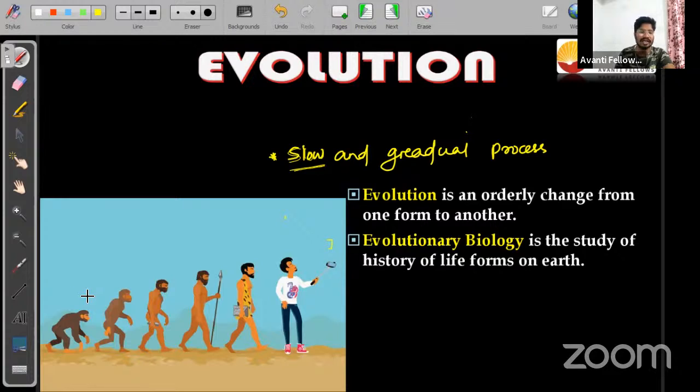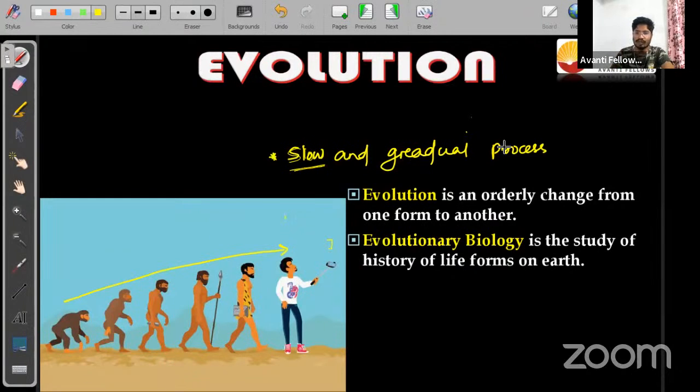As you can see here, how the evolution has happened in this direction. Initially, there were chimpanzees, there were monkeys, and from them evolution has happened. Some of them evolved and changed into humans. Some evolved and changed into monkeys. Some changed into chimpanzees. There is a different category or different line of evolution.